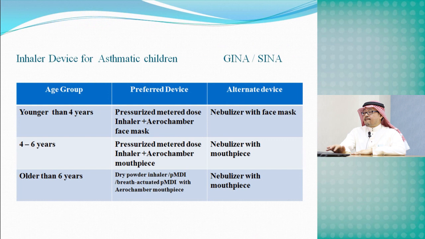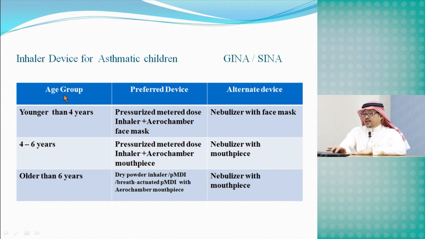In the treatment of bronchial asthma, it's very important to choose the inhaler device for asthmatic children, and this has been approved by GINA and SINA. SINA stands for the Saudi Initiative for Asthma. The selection of the device is quite important to deliver the medications in the proper way.